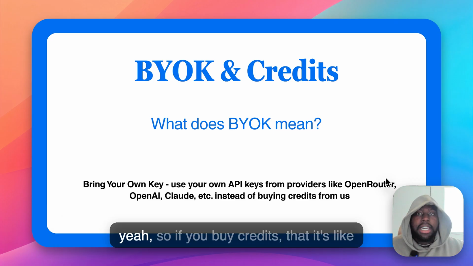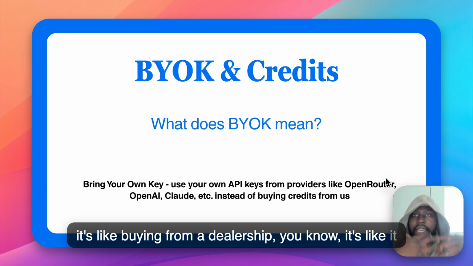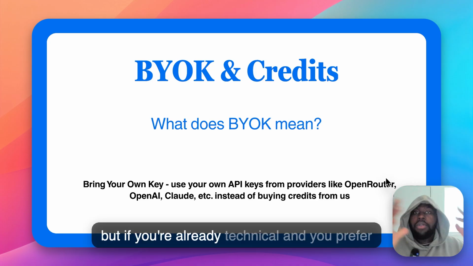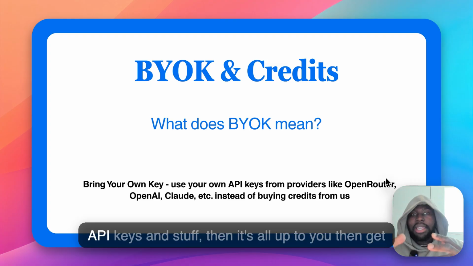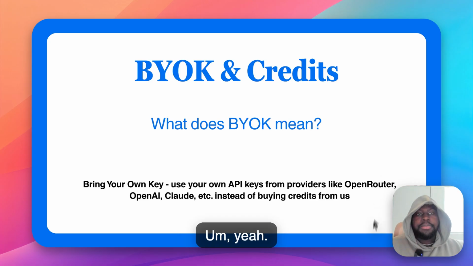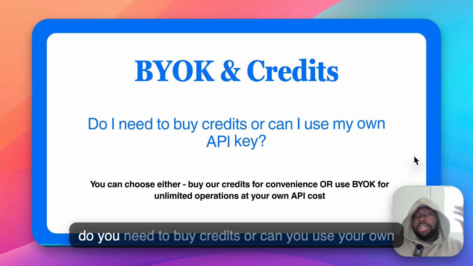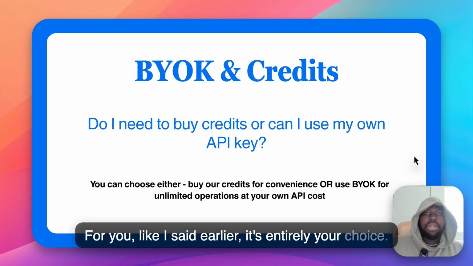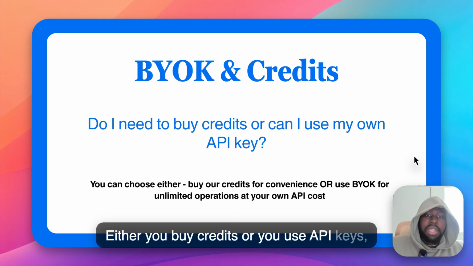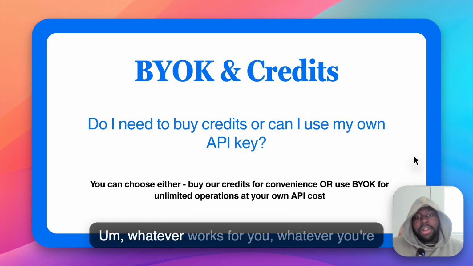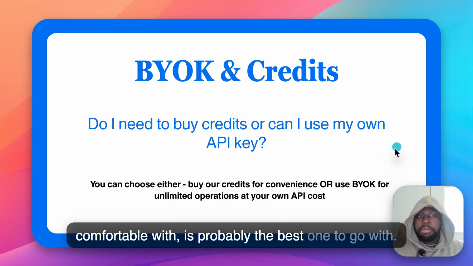And if you buy credits, it's like buying from a dealership. It comes pre-filled. You don't have to worry about API keys and all that stuff at all. But if you're already technical and you prefer API keys, then it's all up to you. Then get BYOK. Next question: do you need to buy credits or can you use your own API key? Like I said earlier, it's entirely your choice. Either you buy credits or you use API keys, up to you. Whatever you're comfortable with is probably the best one to go with.